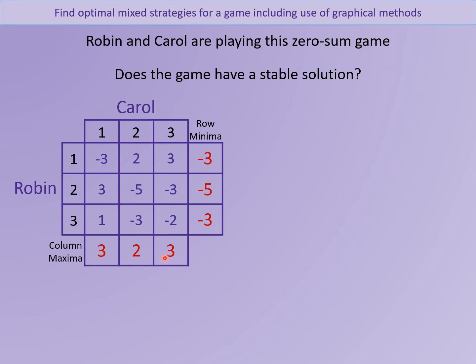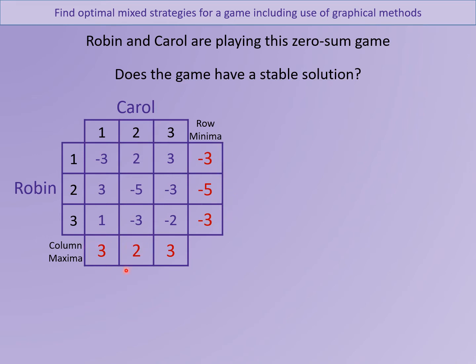Now, to have a stable solution, first of all we need to work out the play safe strategy for each of them. So if you were Robin and you were thinking, what I need to do is advise him to play one of these: if he plays strategy 1, he could lose 3. Play strategy 2, he could lose 5. Play strategy 3, he could lose 3. You would probably advise him to play strategies 1 and 3 because they're the best of those worst case scenarios. Losing 3 is better than losing 5.